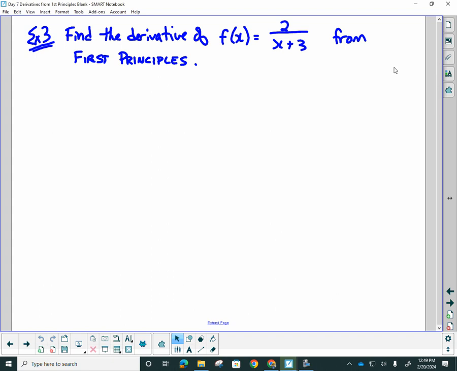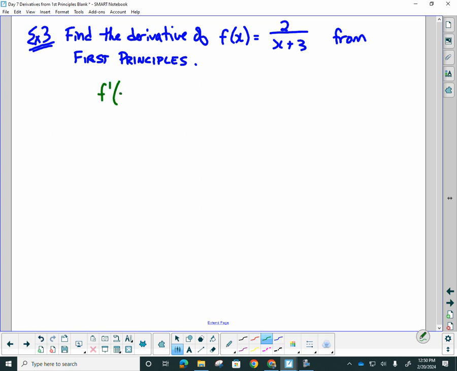So now we're going to try and find the derivative of a rational function. And we'll have to use some of the strategies from yesterday when we were finding the slopes of certain functions at certain spots where we had to use common denominators. So we'll have to use that strategy again now to find the derivative of this from first principles. So let's start, as always, with our formula.